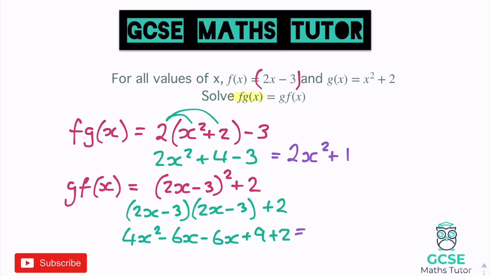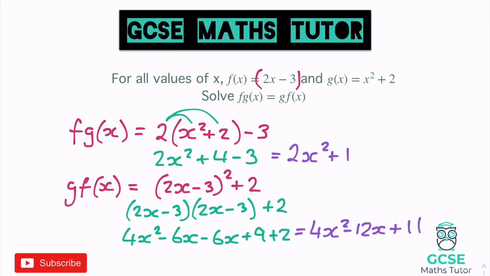And if we simplify all of that and tidy that all up, let's see what we get. We get 4x squared minus 6x makes minus 12x. And then we have the plus 9 plus 2, which is plus 11. There we go, so there's our two expressions. So we've got fg(x), which is 2x squared plus 1, and we've got gf(x), which is our 4x squared minus 12x plus 11. Now it says up in the question here, if we get rid of this, it says solve when they equal each other.